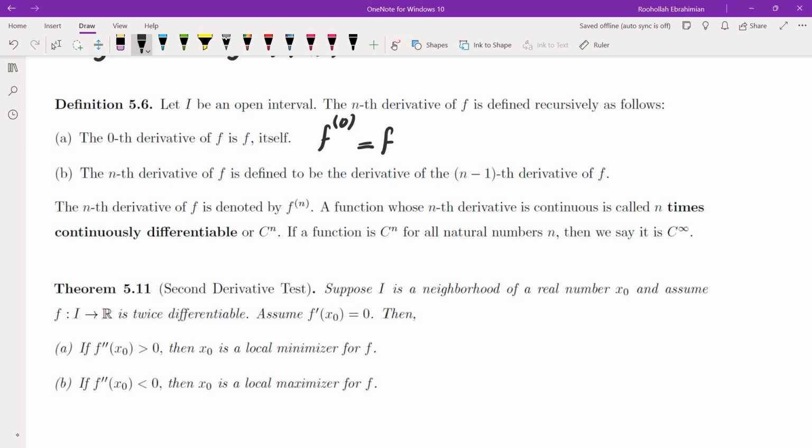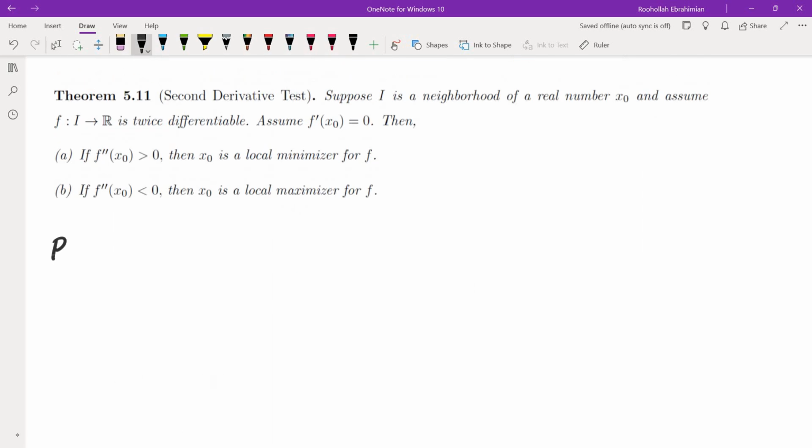If a function is n times differentiable, we say it is Cn. And if it is n times differentiable for every n, then we say it is C infinity, so infinitely differentiable. Okay, so let's now look at the next theorem. This theorem is called the second derivative test. So what does the second derivative test tell us? Suppose I is a neighborhood of a real number x0 and assume that f from I to R is twice differentiable, and assume that f prime of x0 is equal to 0.